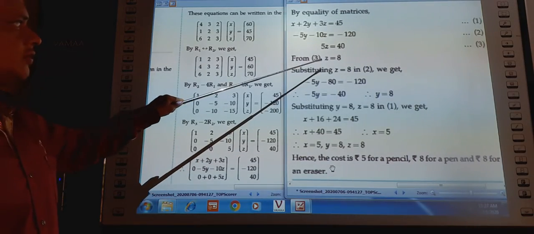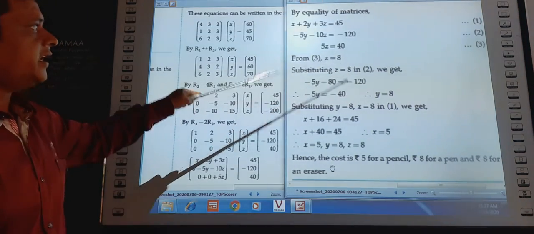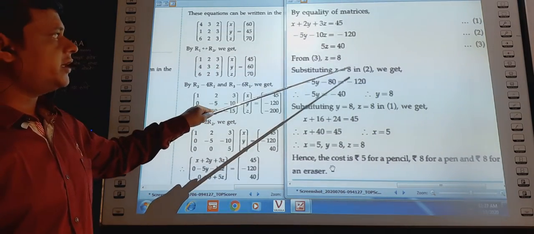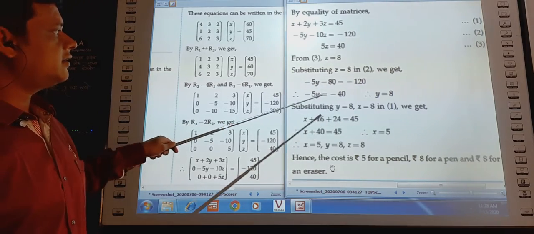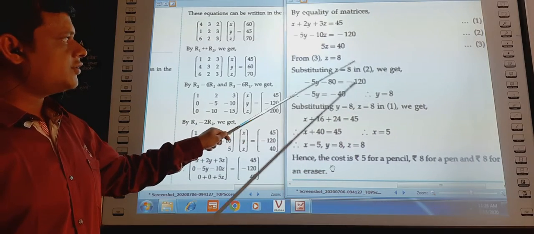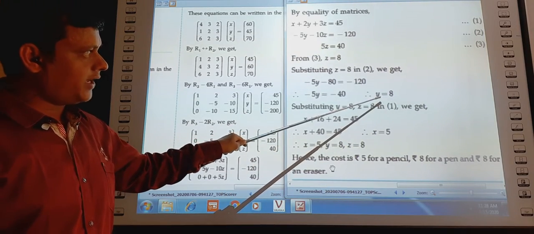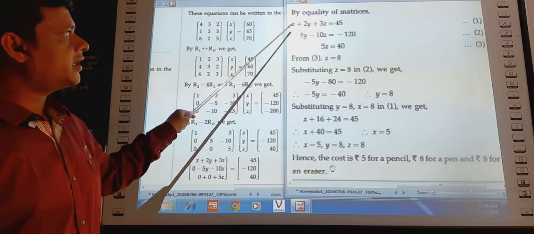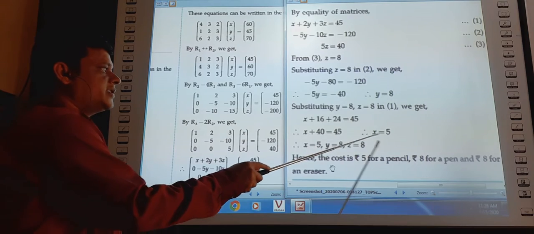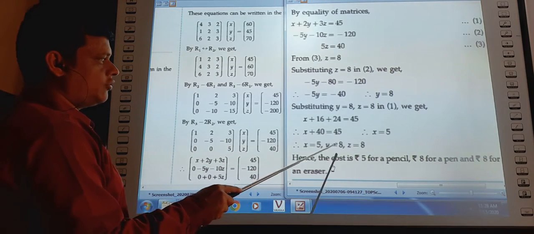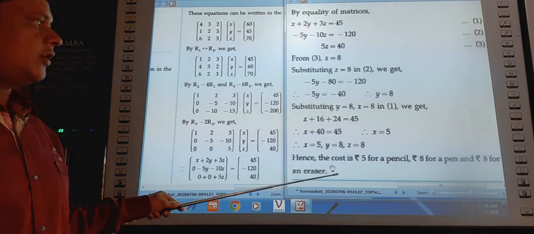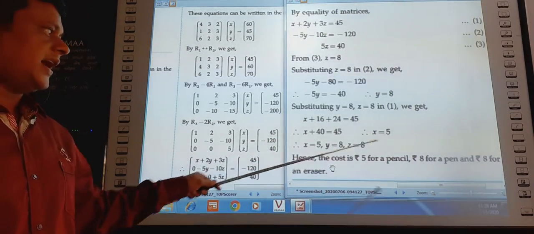Now substitute this z equals 8 in the second equation, we get the value of y. So after substituting z equals 8 in equation number second, we get minus 5y equals minus 40, therefore y equals 8. Now substitute the value of z and the value of y in equation number 1, we get the value of x. So after substituting and simplifying, we get x equals 5, therefore x equals 5, y equals 8, z equals 8. In this way we calculate the cost of pencil, pen and eraser.